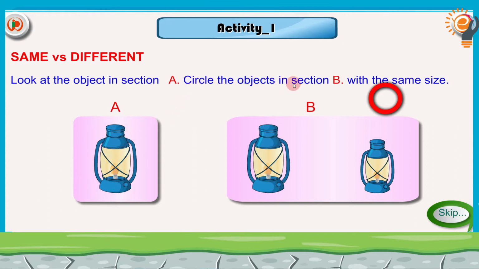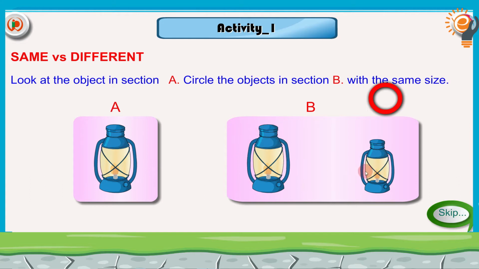Circle the objects in section B with the same size. So this is section B and we have two pictures here. We have to circle the object in section B which is the same size as this in section A, meaning the exact same size and shape of this picture in section A. Which is the one? Yes, this is same as this one. So we have to circle the object here.